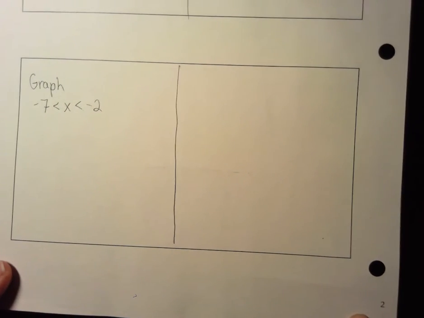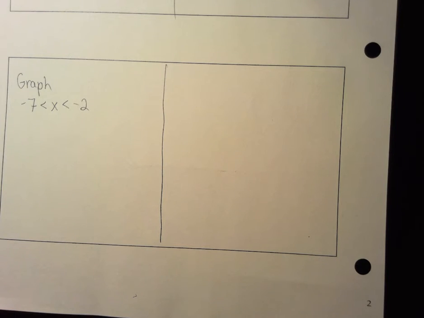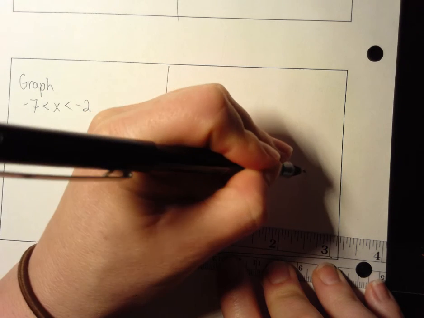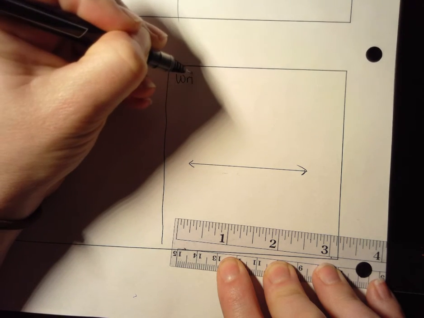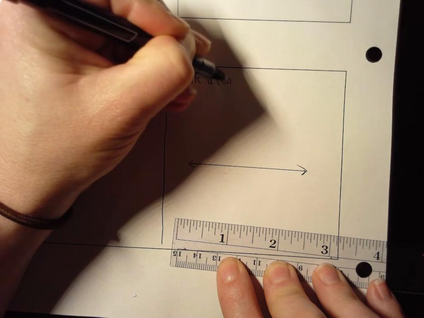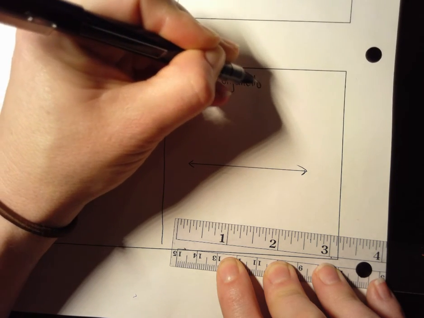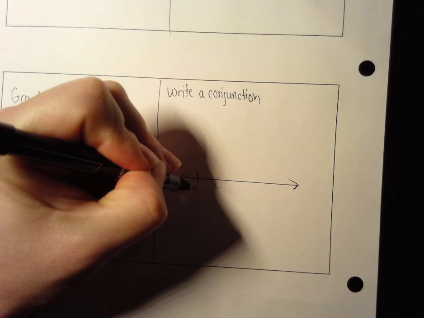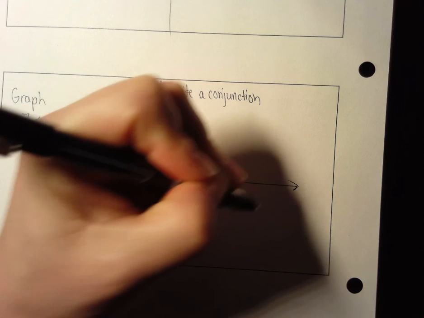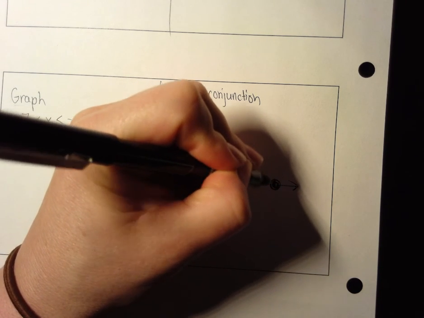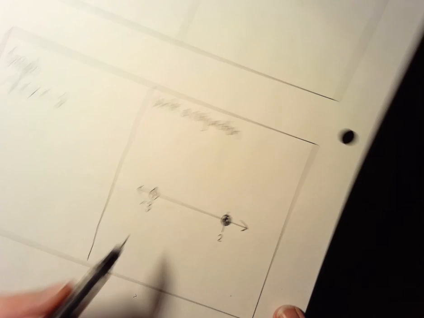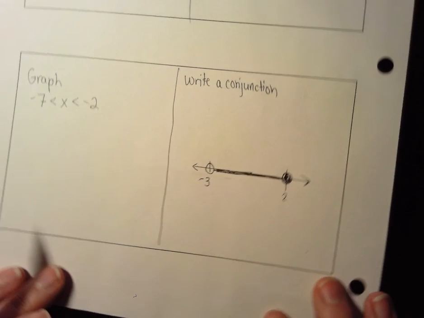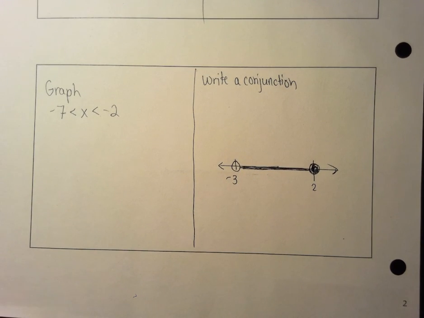And then finally, I'm going to draw a graph and I want you to write a conjunction that describes it. So write the conjunction that describes this graph.